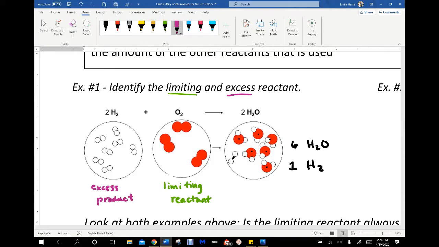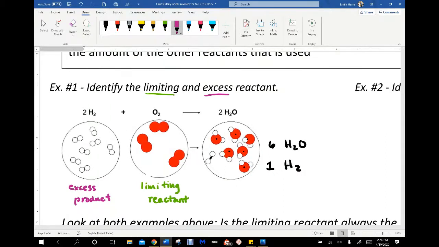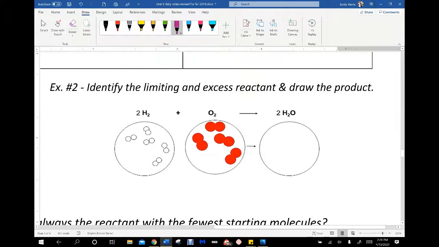All right, so now let's see if we can figure out the same thing when they don't give us the product to start with. So let's go to example 2. Example 2 says identify the limiting and excess reactant, then draw the product. Now what we need to do is pair up the hydrogen molecules with the oxygen molecules to start making some water.